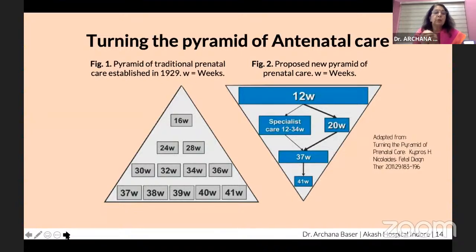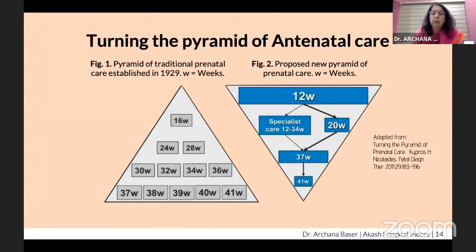In traditional prenatal care, which was established in 1929, women would come at 16 weeks of pregnancy. After the 4th month, they would come to visit. Then they would be called every 2 weeks and then every week. By this time, the majority would already have had problems start.